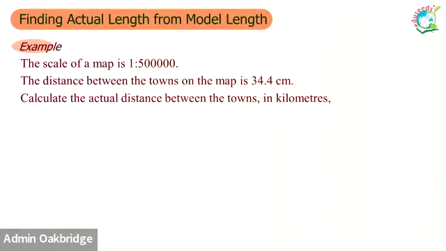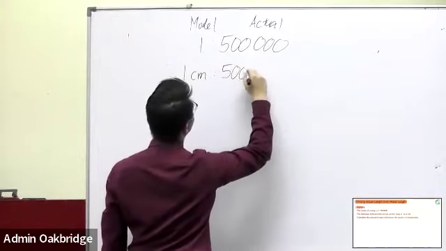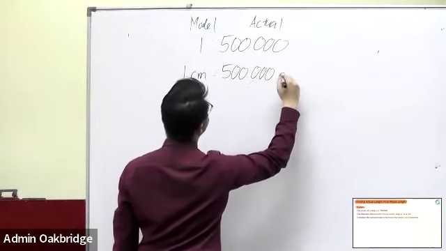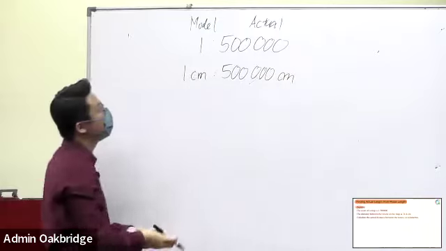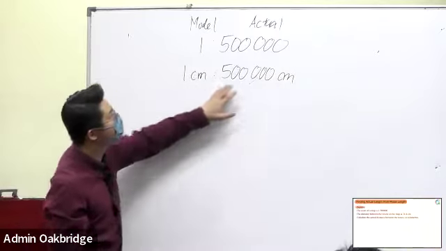So cm is the smaller one. So we always use the smaller unit. Okay, put the unit here. So we have 1 cm, and this is 500,000 cm. So let's put the smaller unit of length to this one.